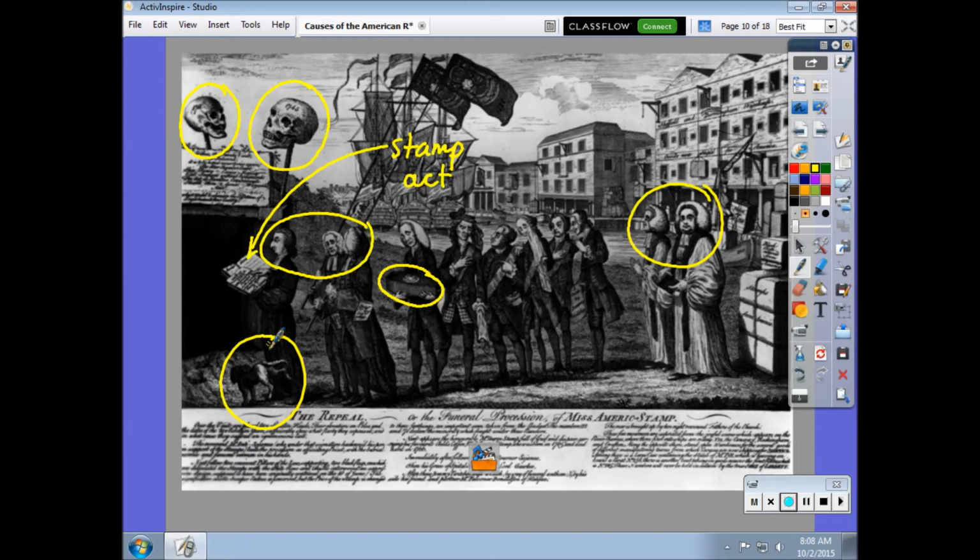We're going to see that dog a little bit later. This is sort of a comment by the colonists. Here you are sad, going through this funeral procession, going off to bury the Stamp Act in a sense. And this is what we think of the Stamp Act.